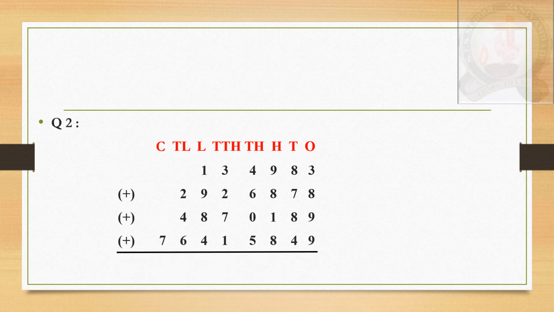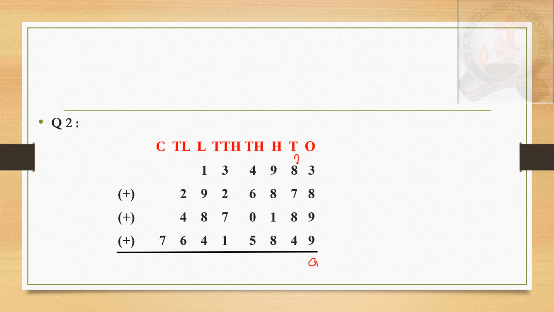Again we'll start to add the numbers now. 3 plus 8, we'll start from the ones digit onwards. 3 plus 8 is how much here, children? 11. 11 plus 9 is 20. 20 plus 9 is 29. So 9 you should write, 2 carry. 2 plus 8 is 10. 10 plus 7 is 17.